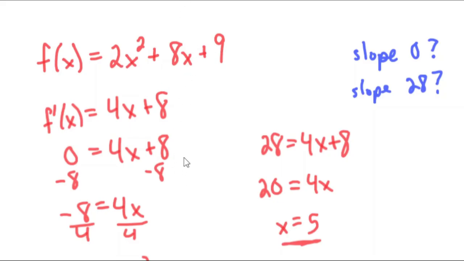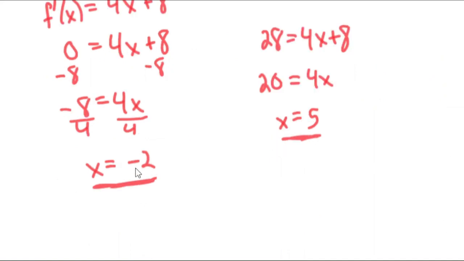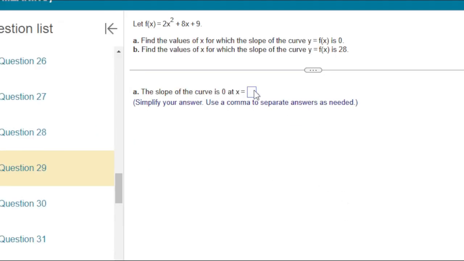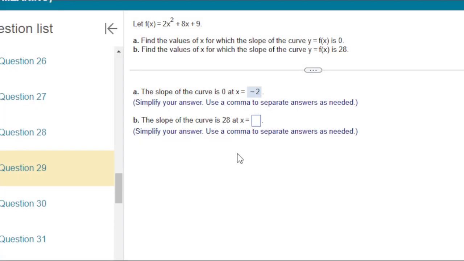That's actually a very steep slope. It's going to be a slope of 28. So at -2, the slope is 0. At 5, the slope is 28. Slope of the curve is 0 at x equals -2. And the slope of the curve is 28 at x equals 5.